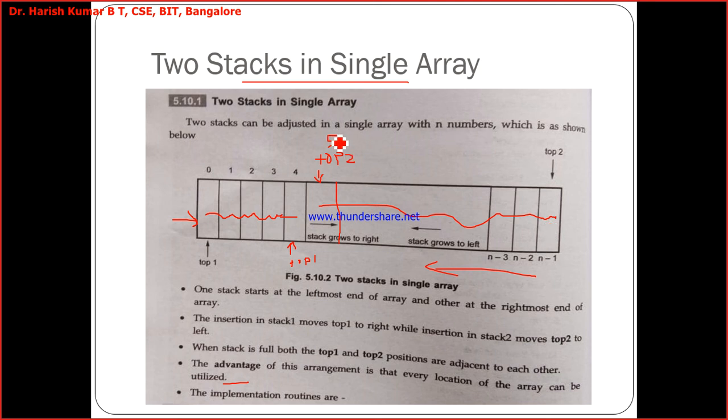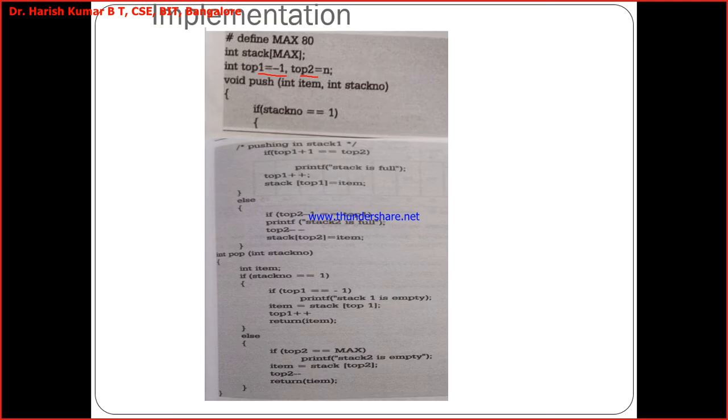So top 2 is 5, 5 minus 1 is 4, is equal to top 1. So when you're inserting for the leftmost stack which grows from left to right, how do you check for the full condition? Top 1 plus 1 is equal to top 2. And similarly, how do you check for the full condition of the stack which is growing from right to left? Top 2 minus 1 is equal to top 1. So that is what we are doing here. So top 1 plus 1 is equal to top 2, stack is full. And similarly for the other one, if top 2 minus 1 is equal to top 1, the stack is full.